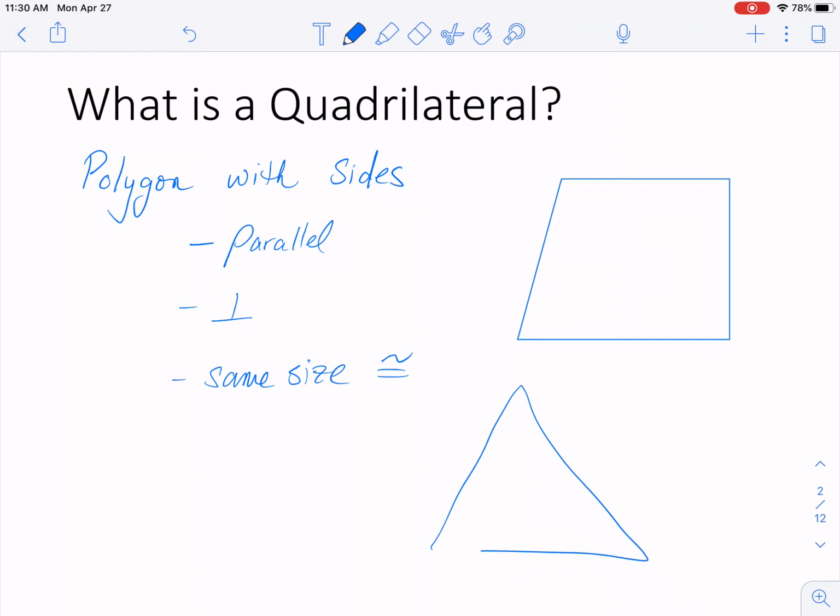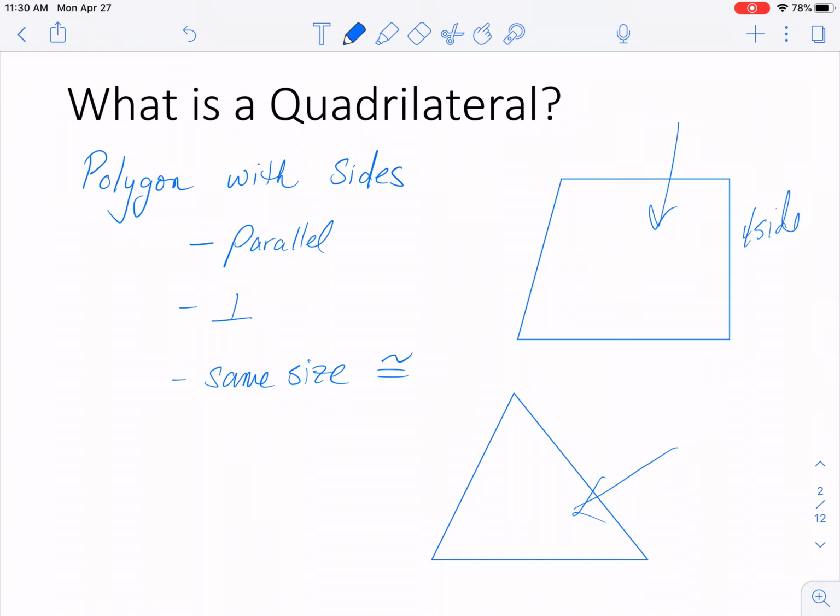Remember we were talking about triangles? Now it will snap triangles. It snaps circles. A circle is not a polygon. That's not actually what we're talking about. And what's the difference between this one here and this one here? Yes, 4 sides versus 3 sides. Good. So we've already talked about triangles. We're going to talk about quadrilaterals today.